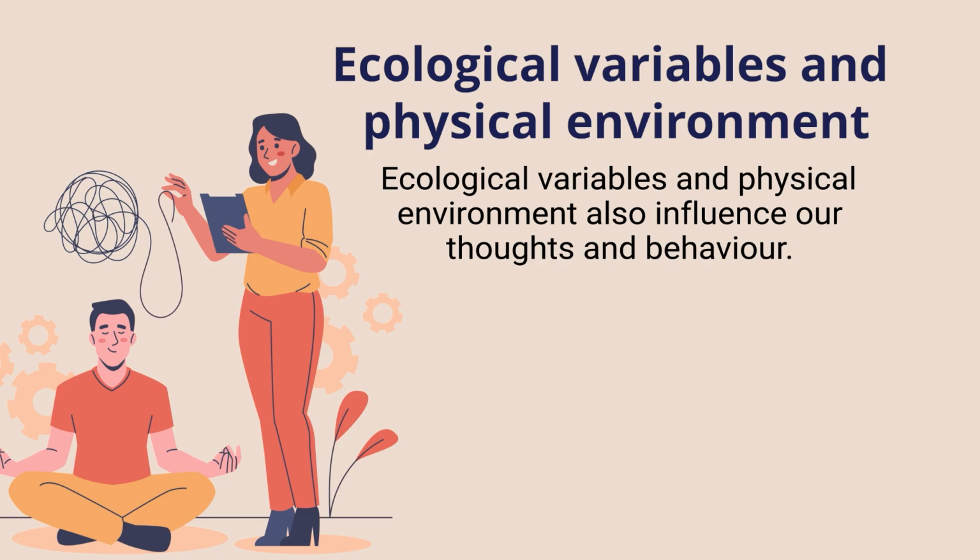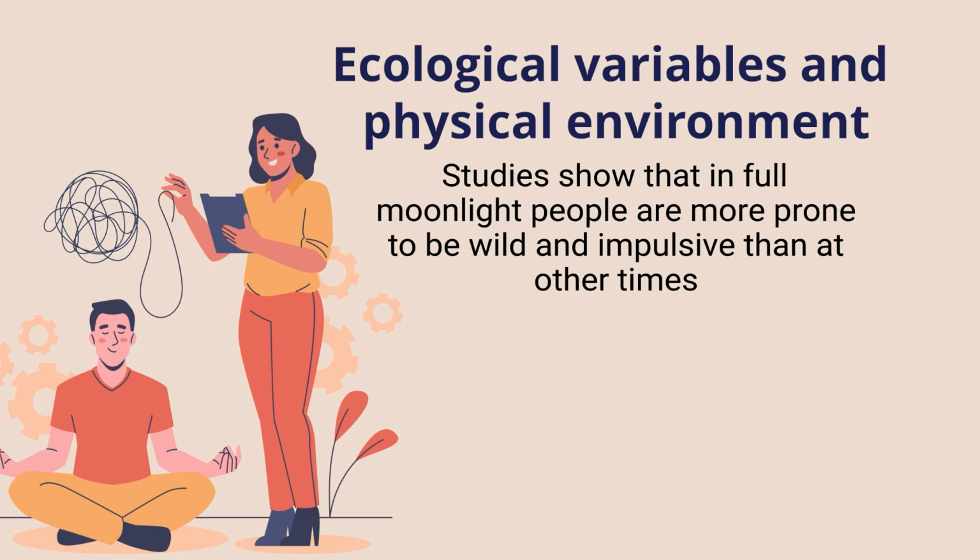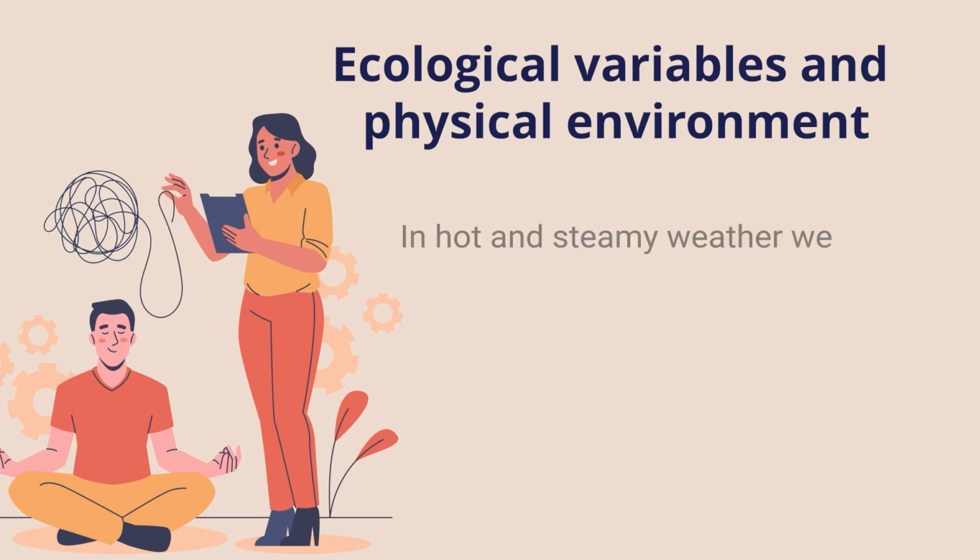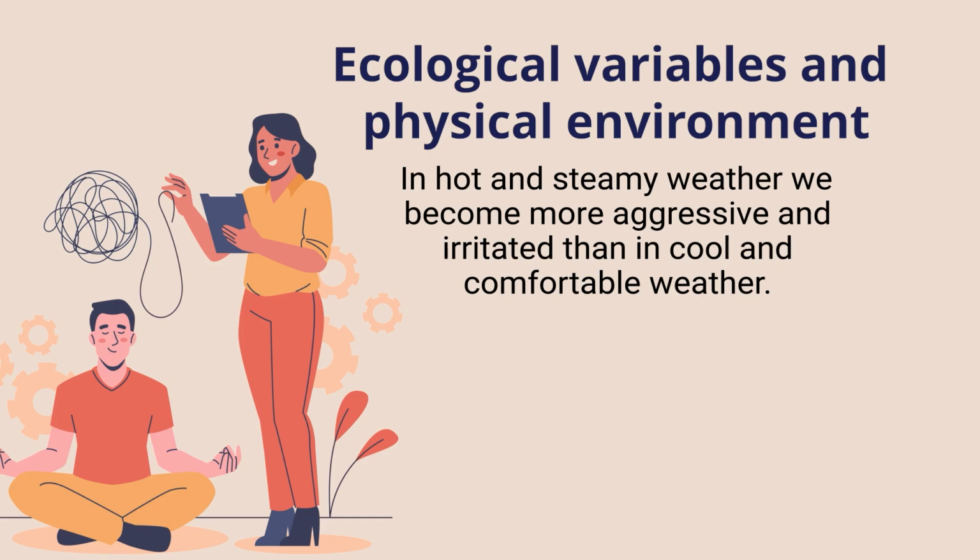Ecological variables and physical environment have also been shown to have an influence on our thoughts and behaviors. Studies show that in full moonlight, people are more prone to be wild and impulsive than at other times. We all have seen how different astrologers also predict that according to the positioning of the moon, certain people show a change in behavior. Similarly, it is a common observance that in the hot and steamy weather, especially in the months of June, July, August, we become more aggressive and irritated. We lose our patience very easily when the weather is very hot and non conducive as compared to cool and comfortable weather.